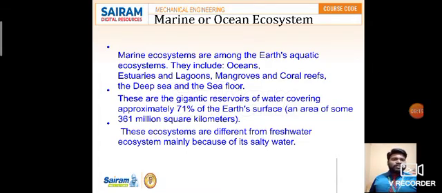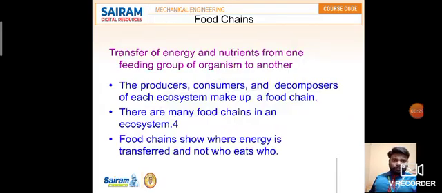These ecosystems are different from freshwater ecosystems mainly because of their salty water. As I told you, the difference from the freshwater ecosystem is that it is away from the salt. Now, food chains. I have already explained a little about these, and we'll see some more information.